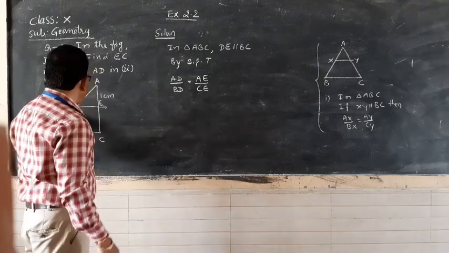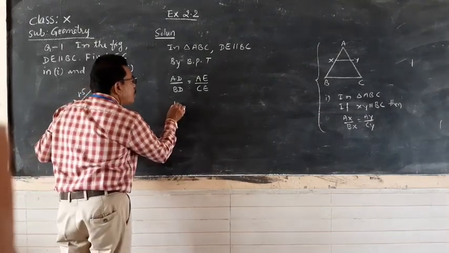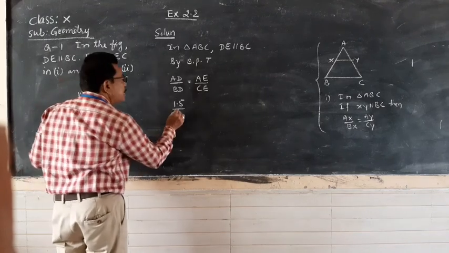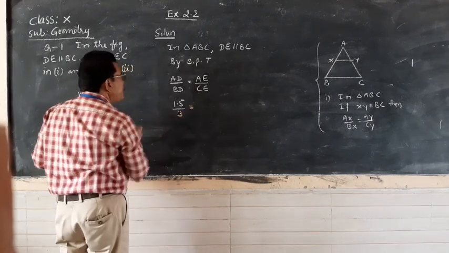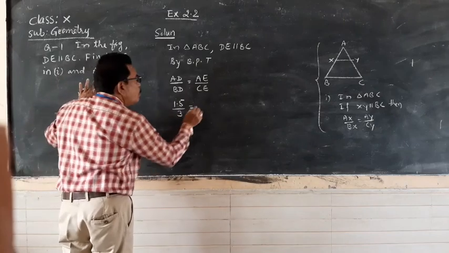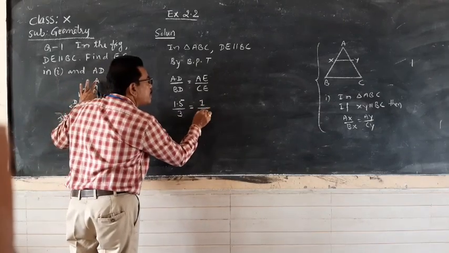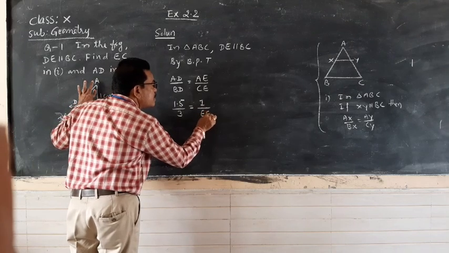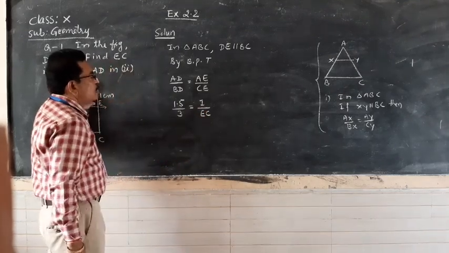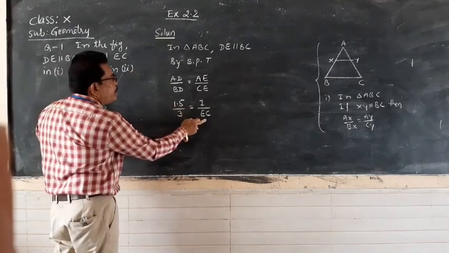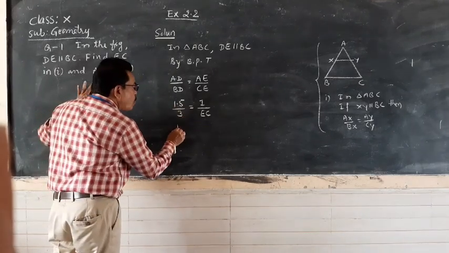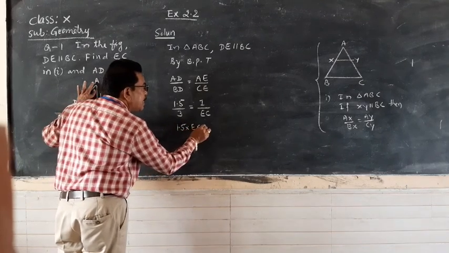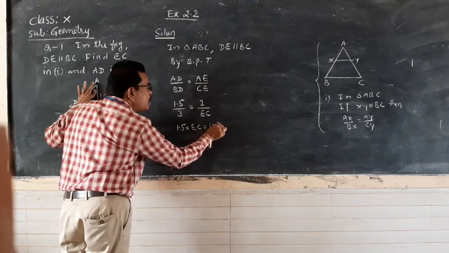AD, how much have they given? AD is 1.5, divided by BD, which is 3 centimeters. Then AE is 1 centimeter, and CE, that means EC or CE, is the same. So let us simplify this one by cross multiplying. 1.5 into EC equals 1 into 3.